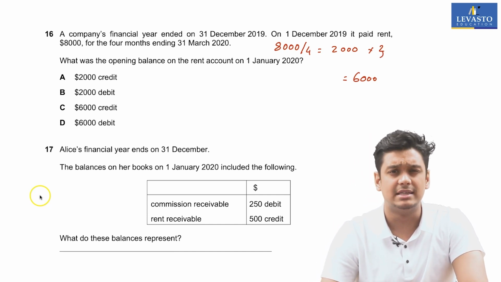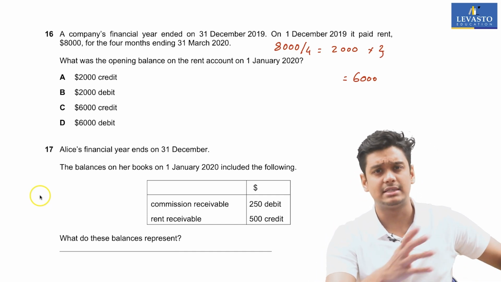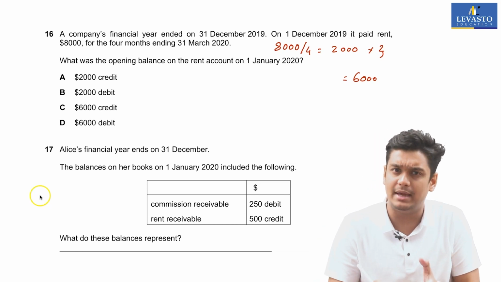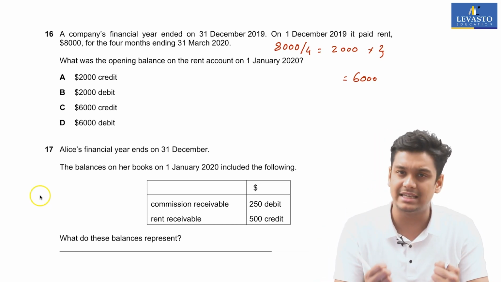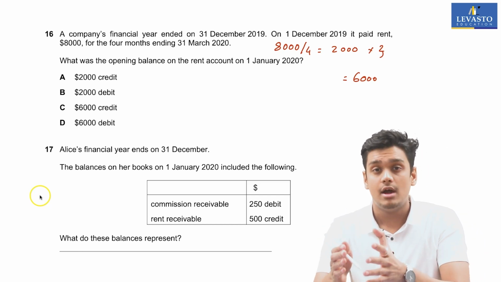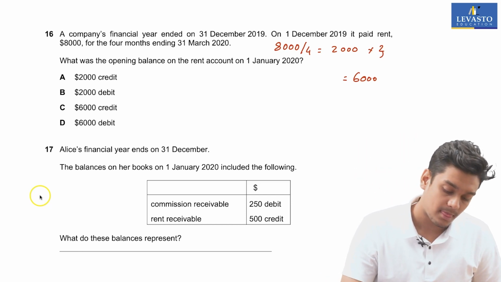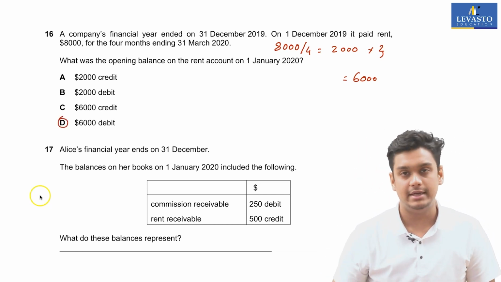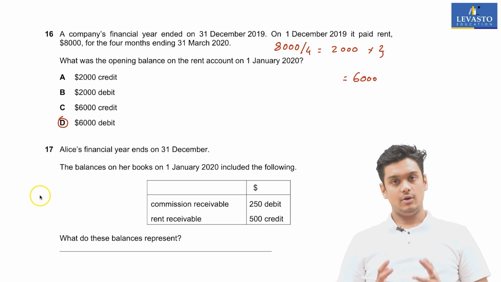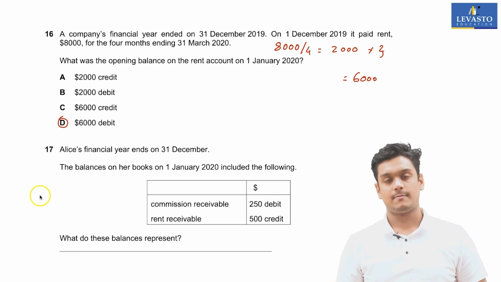And what is it for the business? As I explained to you towards the starting MCQs, it's a prepaid expense. Prepaid expense is an asset for the business. Assets have debit balance. So 6,000 debit. See, this is how you have to understand very well how to deal with the question.